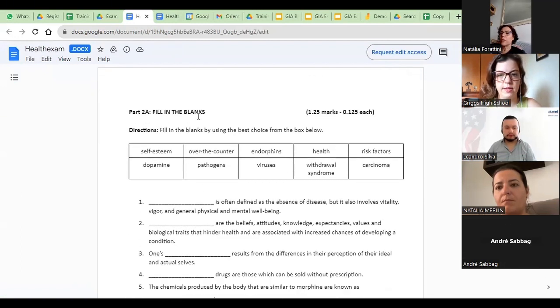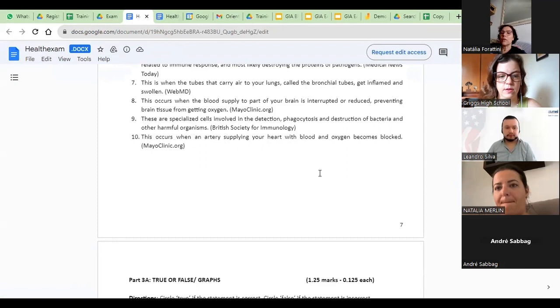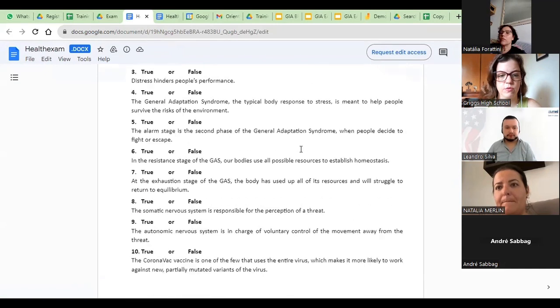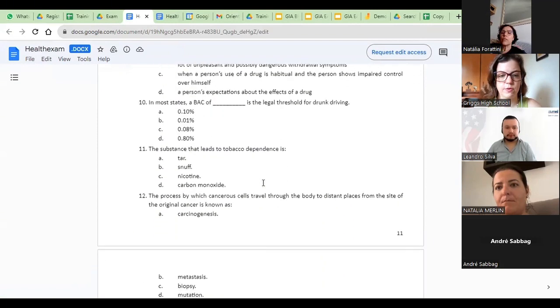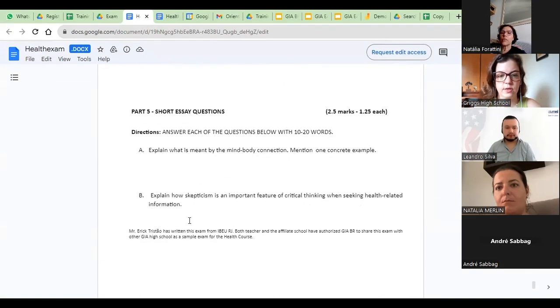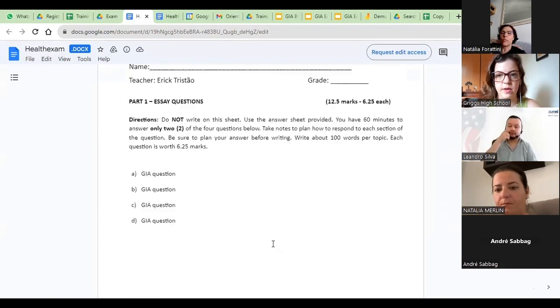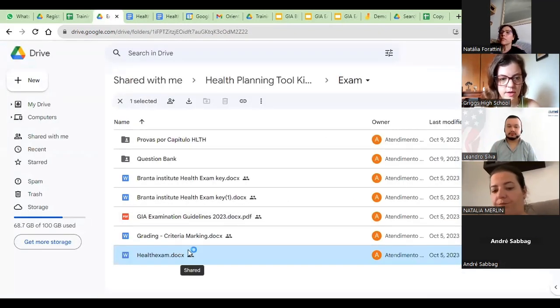But then you have fill in the blanks, matching, true or false, the use of a cartoon, multiple choice questions, and the short essay questions, okay? So you have a sample exam, please do not copy that. Of course, the sample exam is there to show you what level of questions, what type of questions, how the exam should look like, okay?